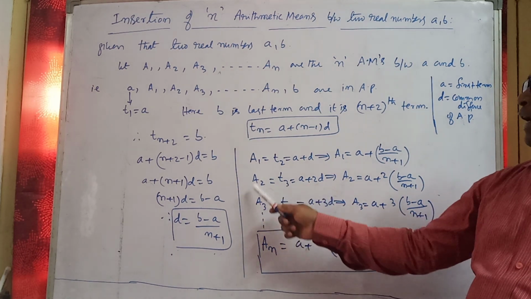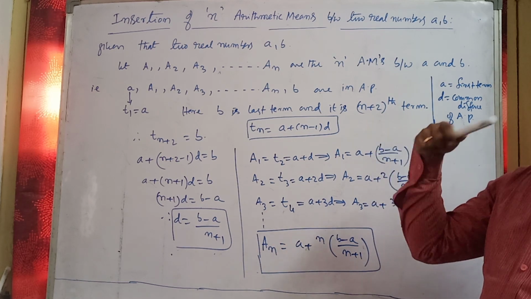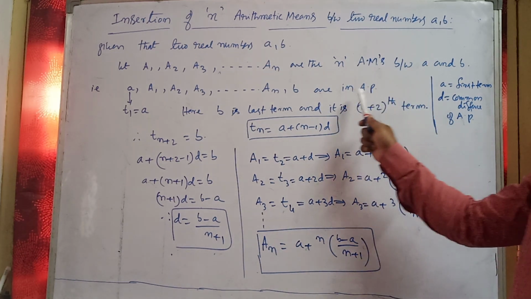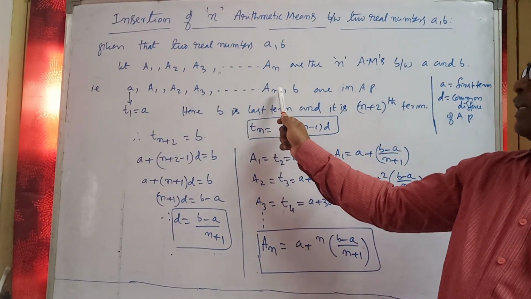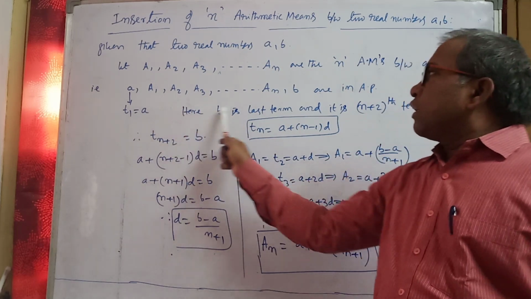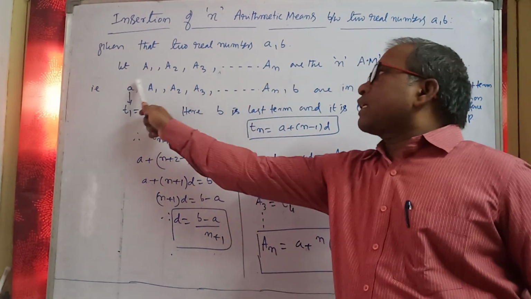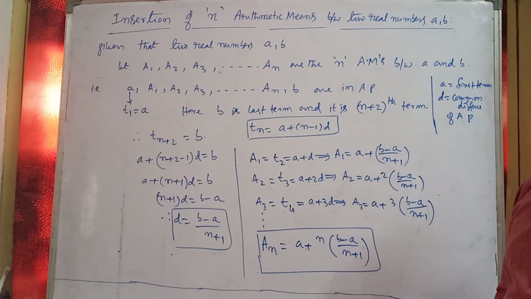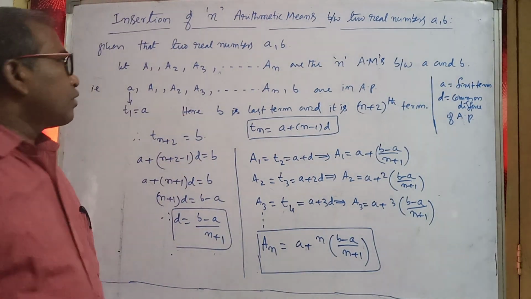Without calculating a1, a2, a3 individually, we can find their sum. How, that is what we are going to discuss now. And after that, what is the sum of this complete series: a plus a1 plus a2 plus ... plus a plus b? First we will see the sum of exclusively these n arithmetic means, then we will see the sum of the complete terms of this AP. Those two things we will see, then we will close this class. Okay?